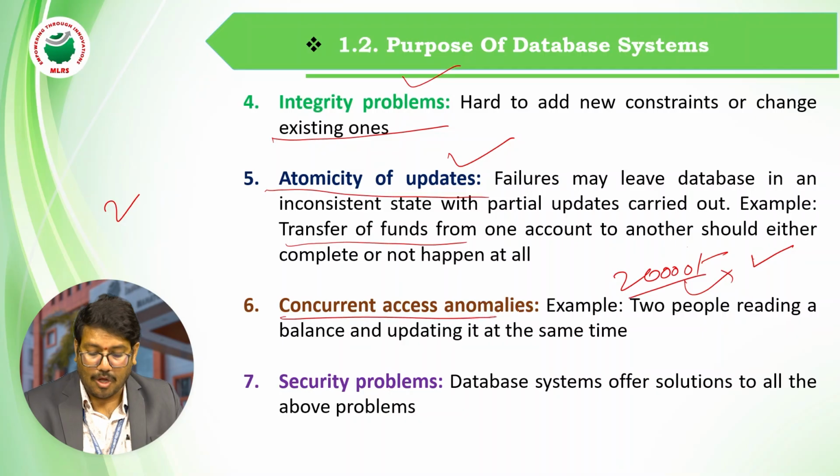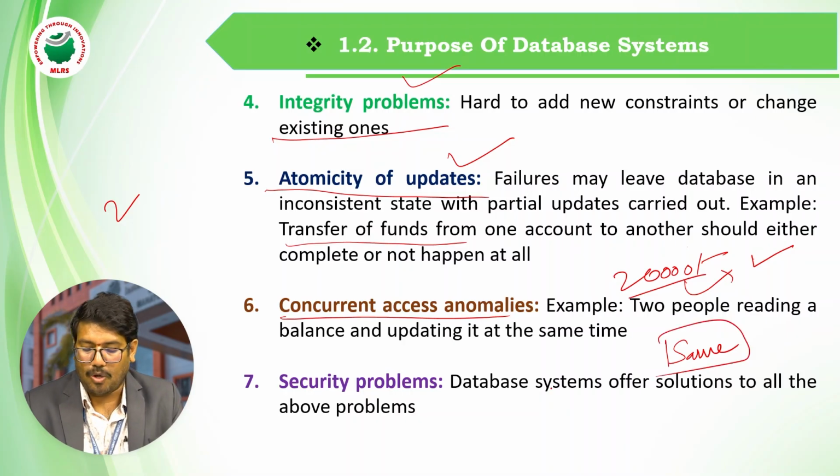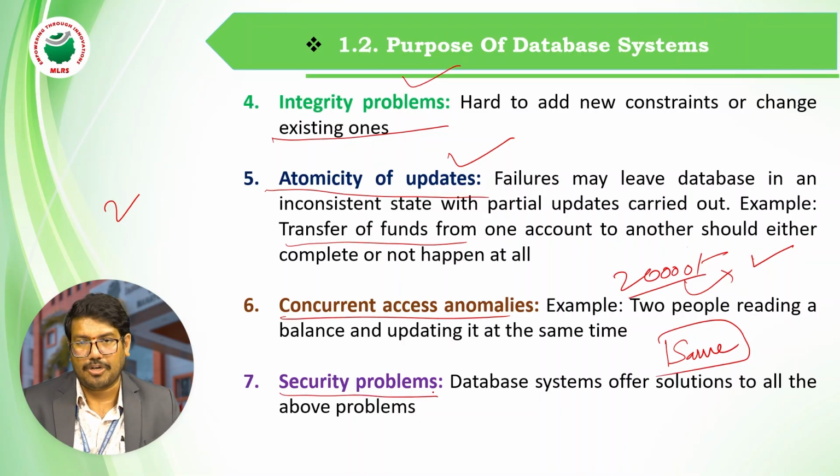And concurrent access anomalies. This means avoiding problems with updating balance sheets or credentials at the same time. If the same data is monitored by two different persons, and changes happen on the same data by two persons, it affects data integrity. So that problem will be overcome by using DBMS. The last one is security problems. To overcome the security problems also, we need the database management system.